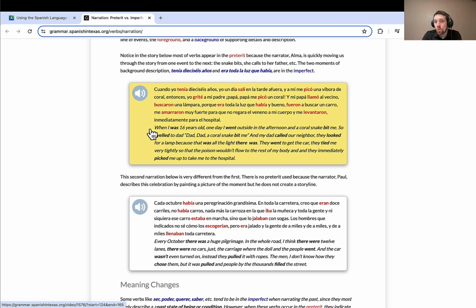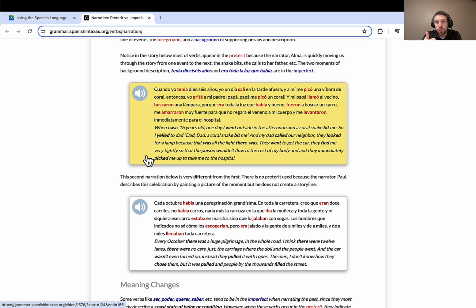So when we translate this: when I was 16 years old, one day I went outside in the afternoon and a coral snake bit me. So I yelled to Dad, Dad, Dad, a coral snake bit me, and my dad called our neighbor. They looked for a lamp because that was all the light there was. They went to get the car. They tied me very tightly so that the poison wouldn't flow to the rest of my body, and they immediately picked me up to take me to the hospital.